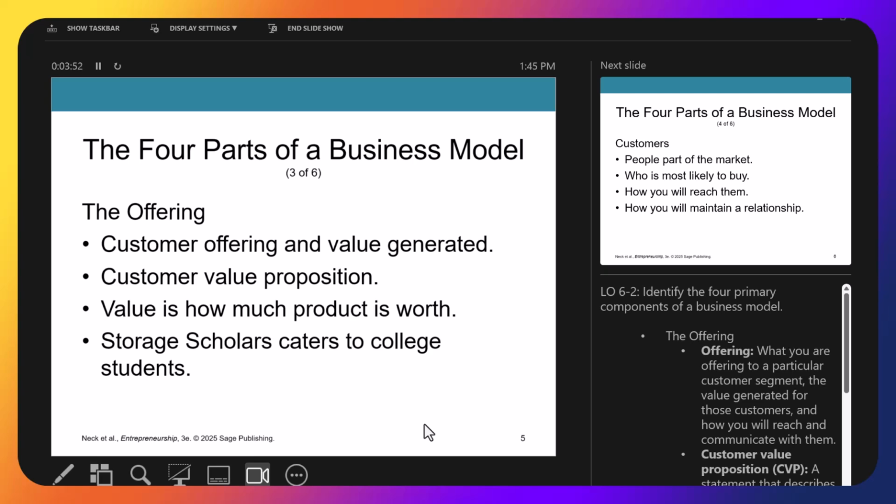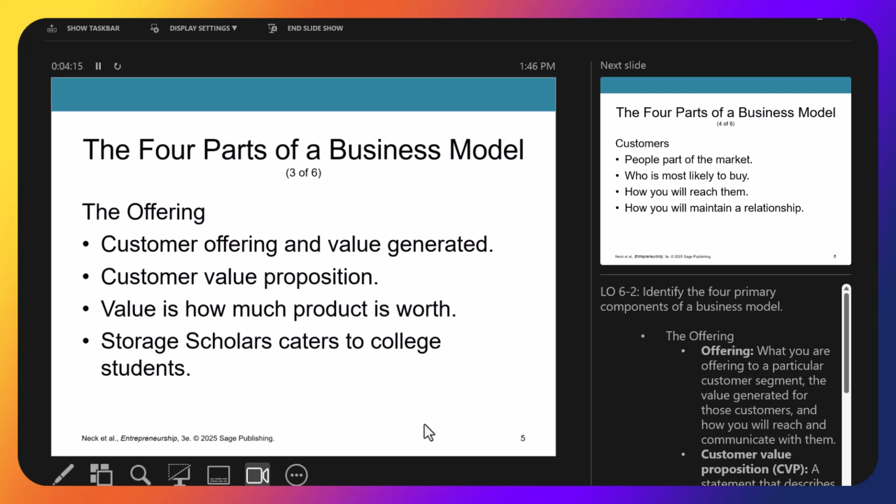Is the value how much the product is worth? And the value is how much the product's worth. Well, guess who determines how much it's worth? The customers. Even if you think, I should get $10 for this, if the customer says, you know what, realistically, we only see $5 for that, that's the customer value proposition there.